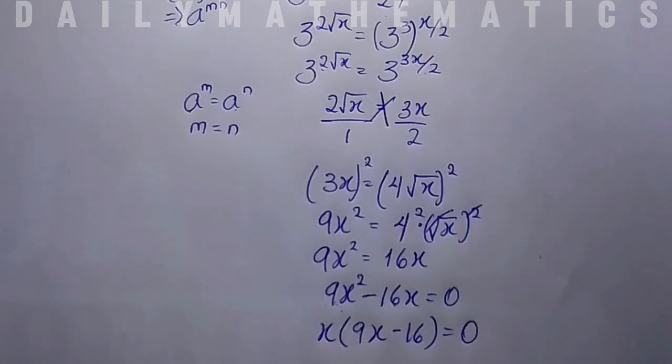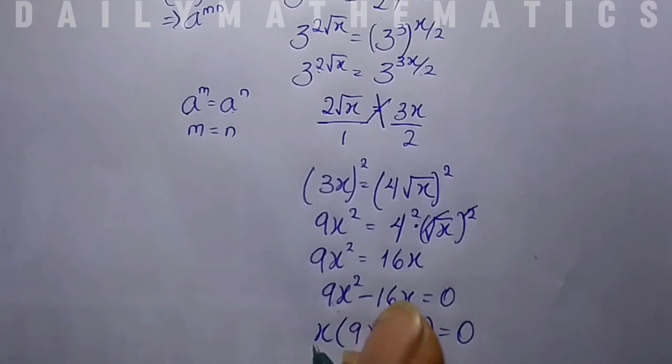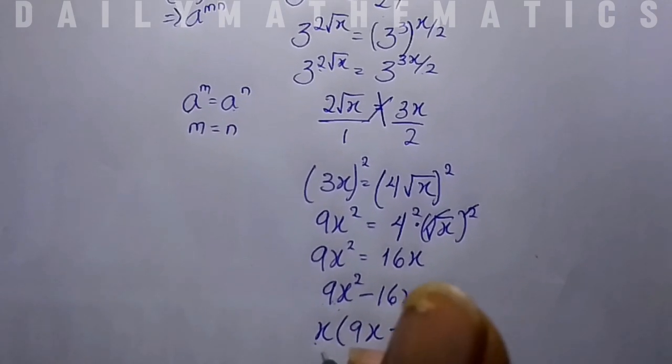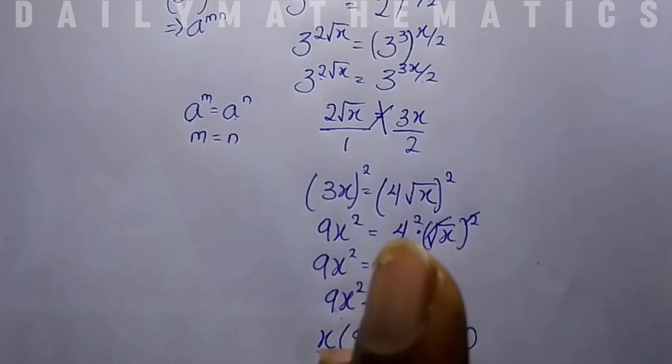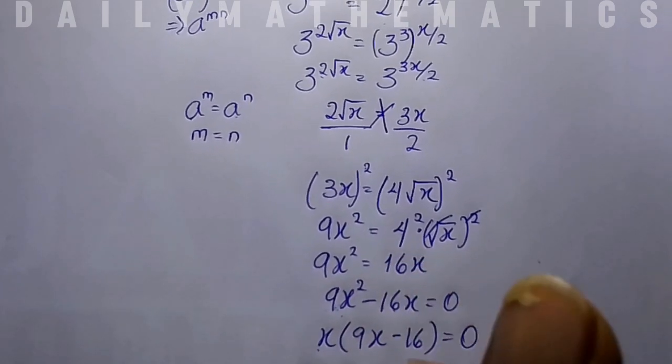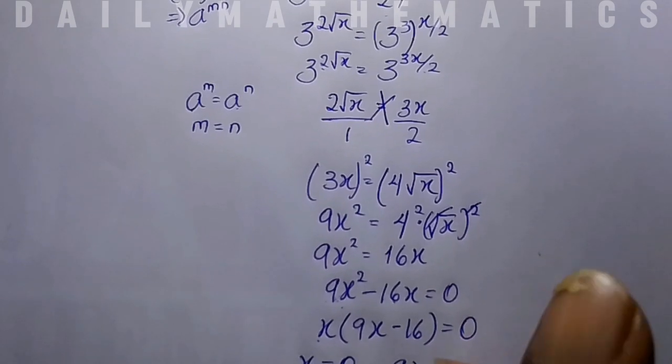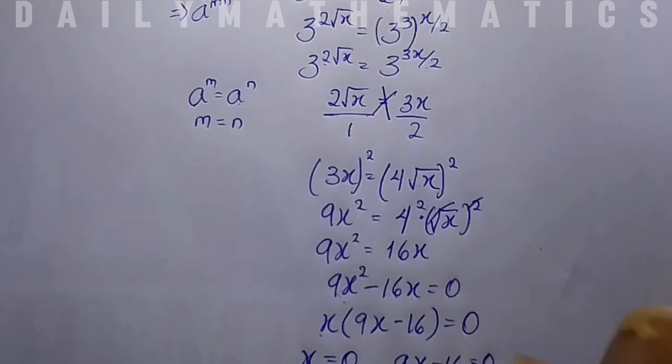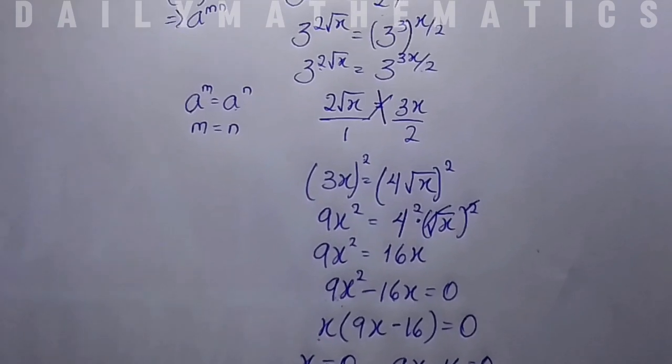Alright, so from here, what do we do? From here, we can see x equals 0. When we have two factors like this, we equate each to 0. So x equals 0, and we have 9x minus 16 equals 0.